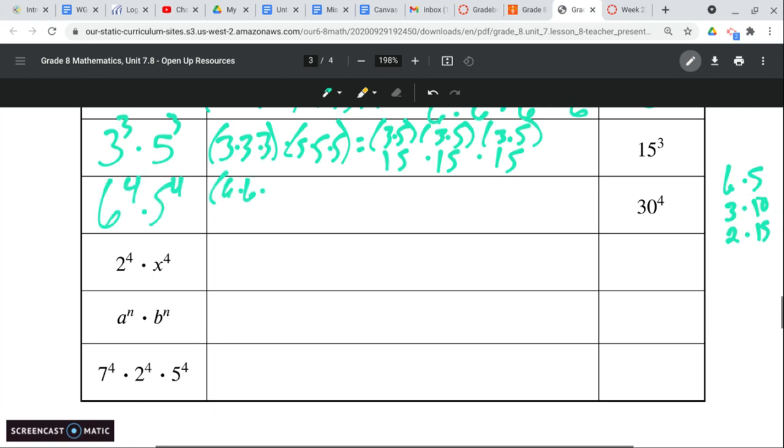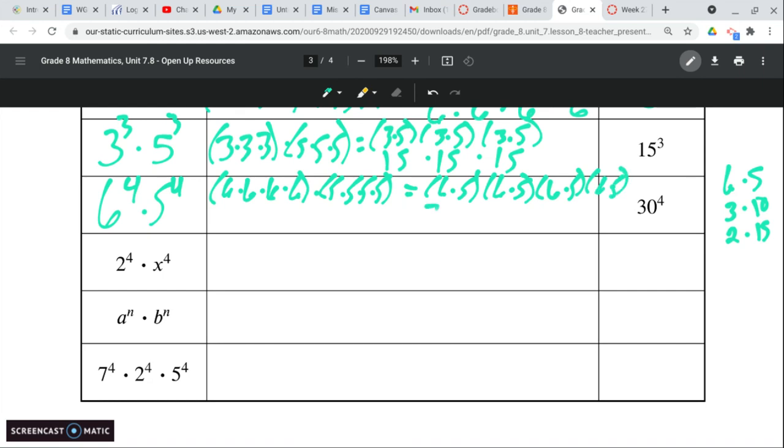So 6 times 6 times 6 times 6 and 5 times 5 times 5 times 5 equals 6 times 5, 6 times 5, 6 times 5, 6 times 5. So then we'd have 30, 30, 30, and 30. Now it would work the exact same way with 3 and 10 and 2 and 15. We'd have them each to the 4th power. It'd work out the same way.